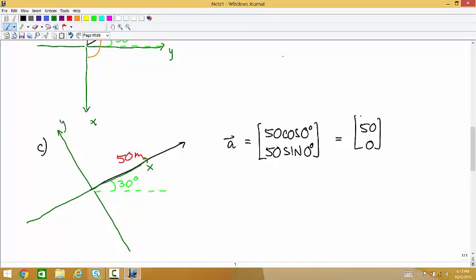But the other way you can think about it is, remember that finding vector components is the same thing as finding coordinates of the head once you put the tail at the origin.